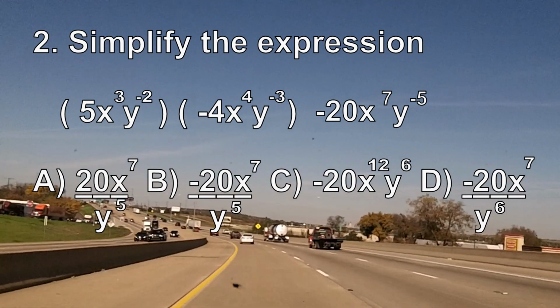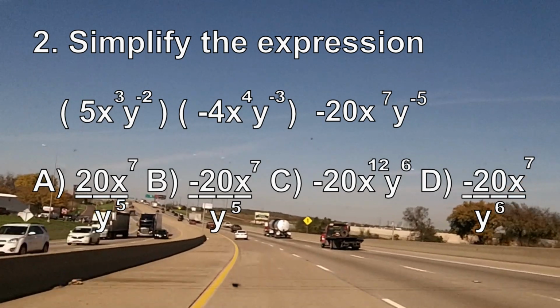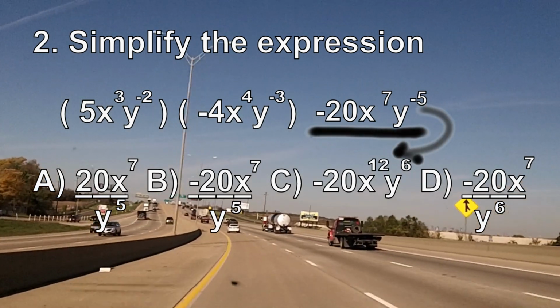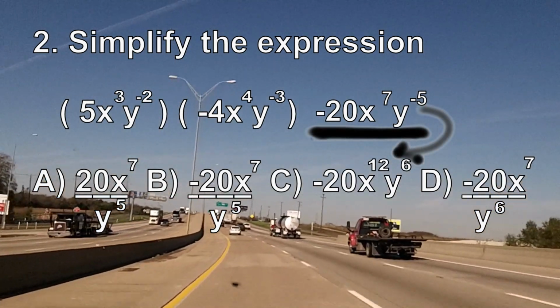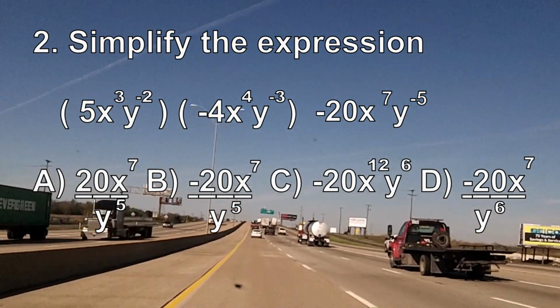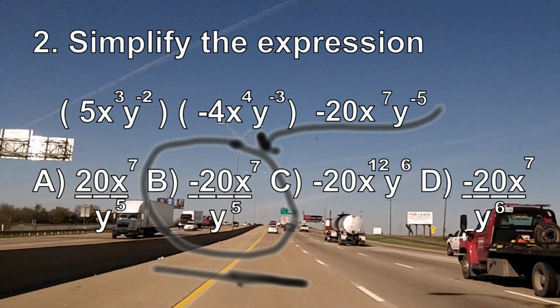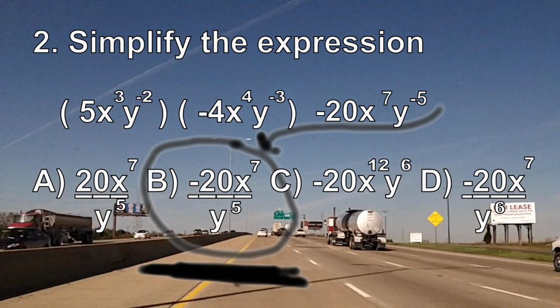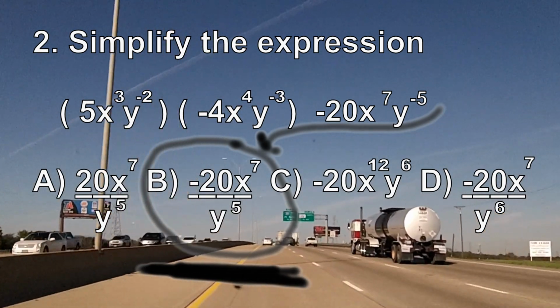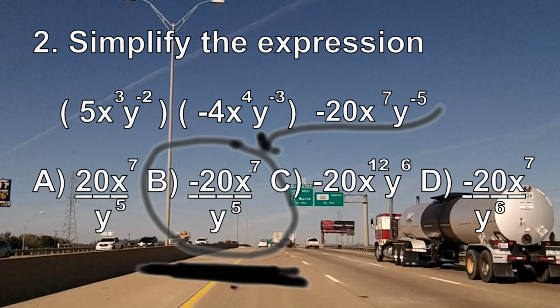Remember, you can't leave a negative exponent in your answer, so the y to the negative 5 would go to the denominator, and the negative 5 would turn into a positive 5. If you were to move the y to the negative 5 to the bottom, that would give us answer choice B, negative 20x to the 7 over y to the 5th.